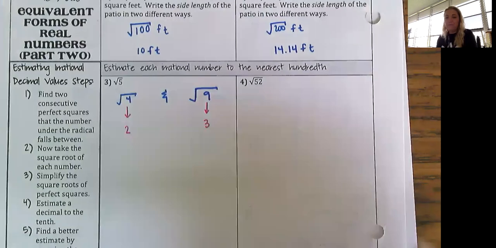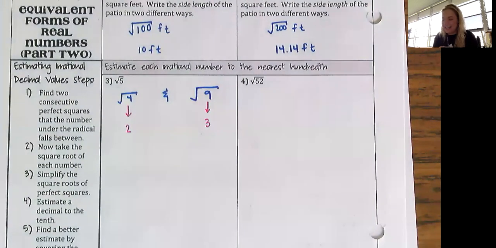And now I'm going to do a little bit of trial and error. The number 5 is closer to 4 than it is to 9. So its square root is going to be closer to 2 than it is to 3. So I'm going to start with a number that's just barely above 2, and I'm going to try squaring it and see if I get 5. So I'm going to start with 2.1, and I am going to square that, and I get 4.41.